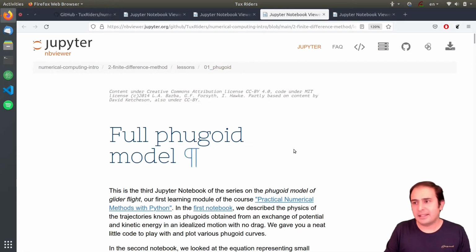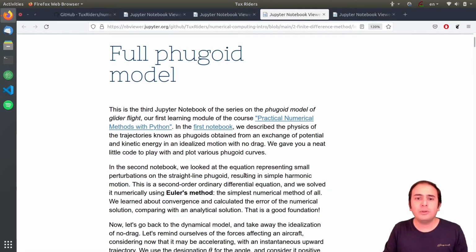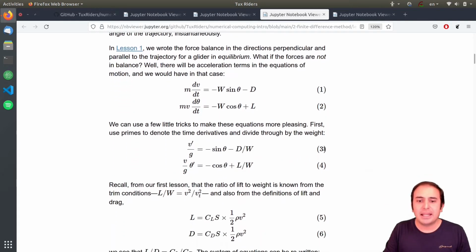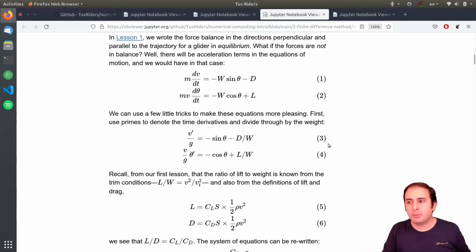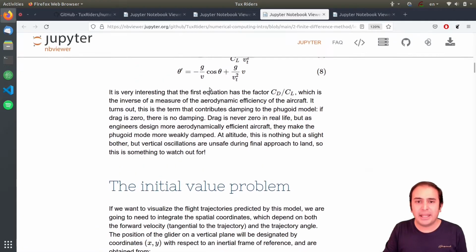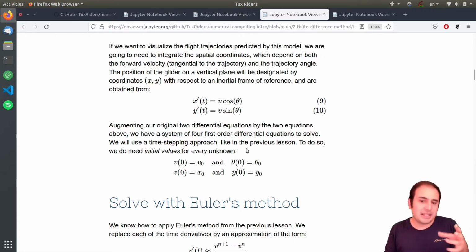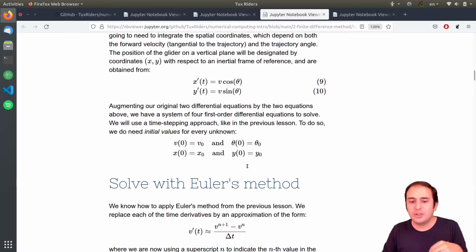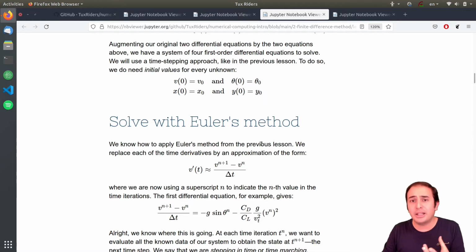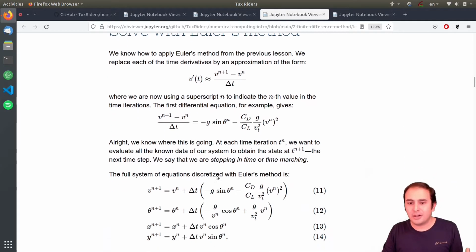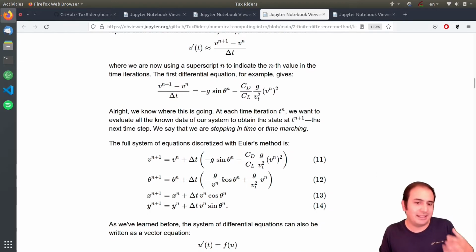And then in a third notebook, there is the full phugoid model. You can go through this. I don't want to go through the details because this is again a mathematical formulation. But in the end, we end up with a more complex model. Now you can see more trigonometry in the equations. If you want to solve it using exactly the same techniques with Euler's method, we can employ it and we can solve the equations no matter how complex they are, because Python will take care of the rest.